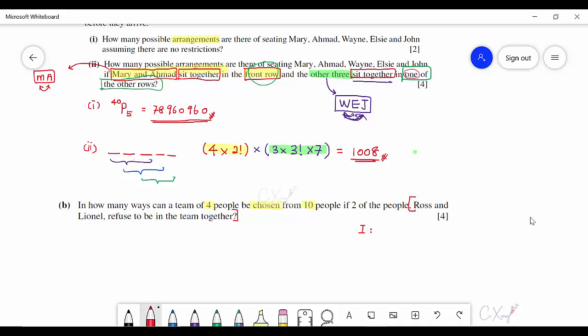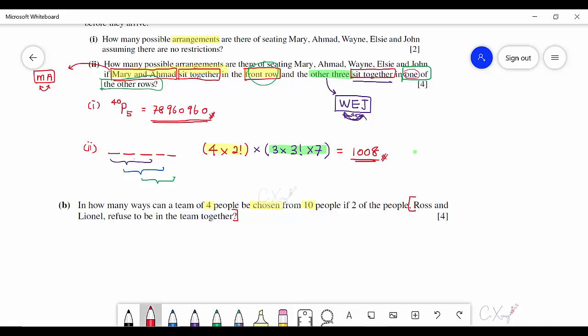So maybe some of you might think that, okay, Rose is in the team, then Lionel is not in the team. Then the second case is Lionel in the team, and then Rose not in the team. And then the third case is both not in the team. So you have to consider so many cases here if you want to really fulfill what they want. So for me, I will choose to do it the other way.